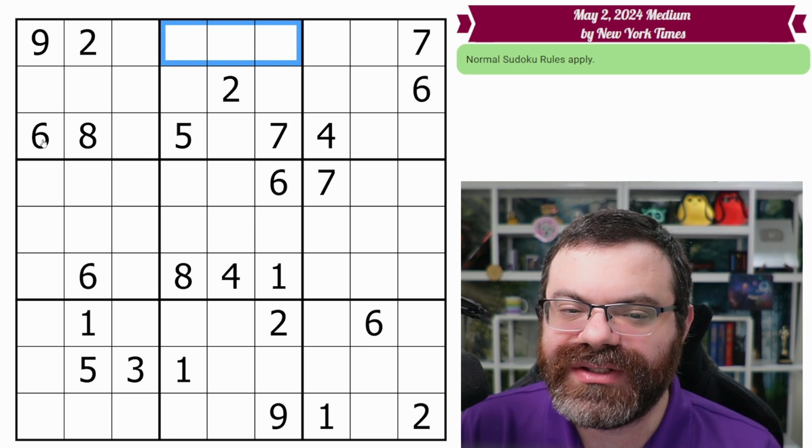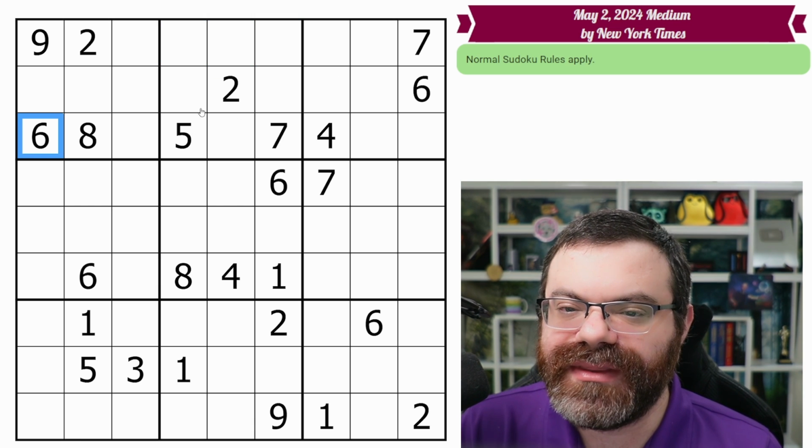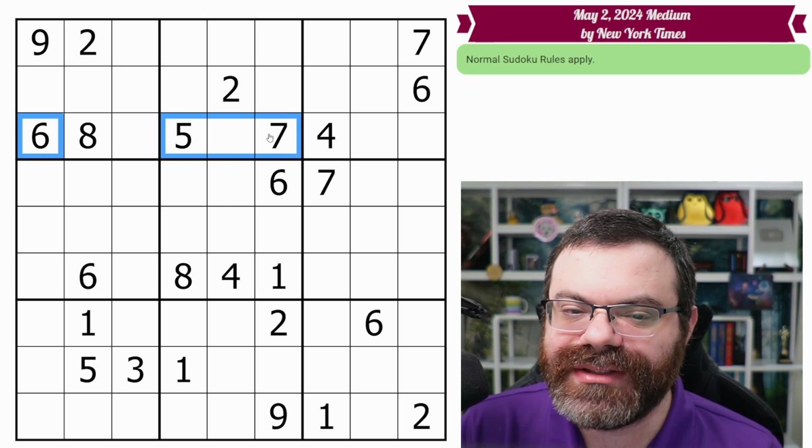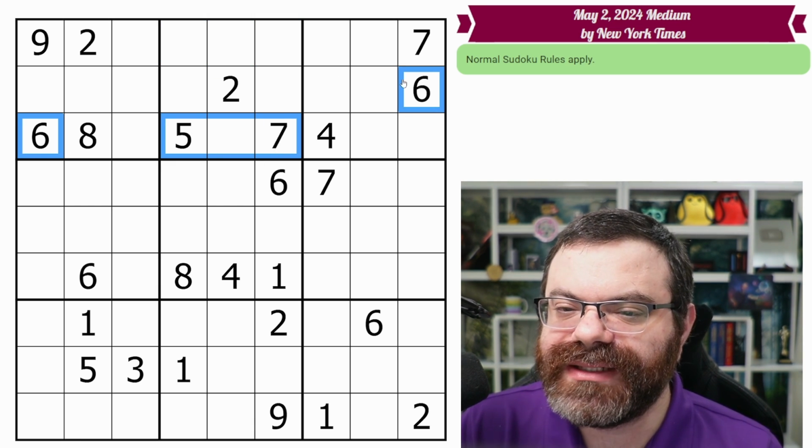And you can think about it this way as well. This 6 says that within this box, the 6 is not going to be in these 3 cells because we can't repeat in this row. And this 6 says it's not going to be in one of these 3 cells because we can't repeat in this row.